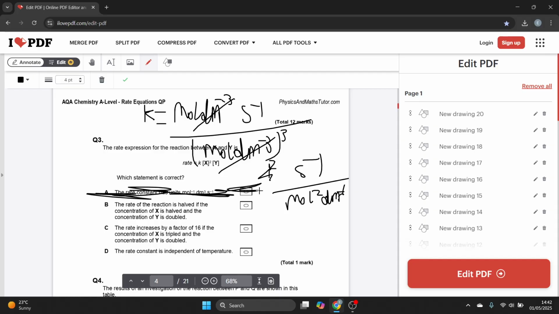We've decided that. Part B: the rate of the reaction is half if the concentration of X is half and the concentration of Y is double. Just substitute your values in. A half squared times 2 gives you a half. The rate of reaction is halved. Yes, it is. Therefore, it's B.